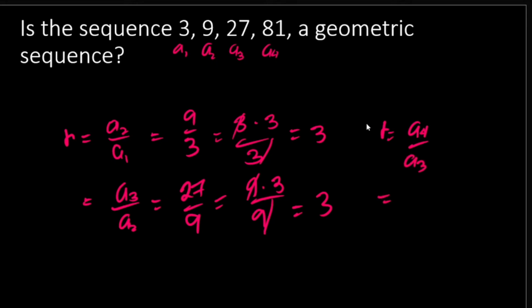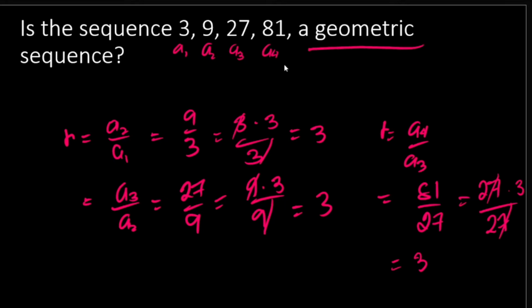So plugging in the values, we have 81 over 27. We know that 81 is 27 times 3 over 27. You can cancel out 27, and that's also equal to 3. Now, since there's a constant ratio, therefore, this sequence is a geometric sequence.